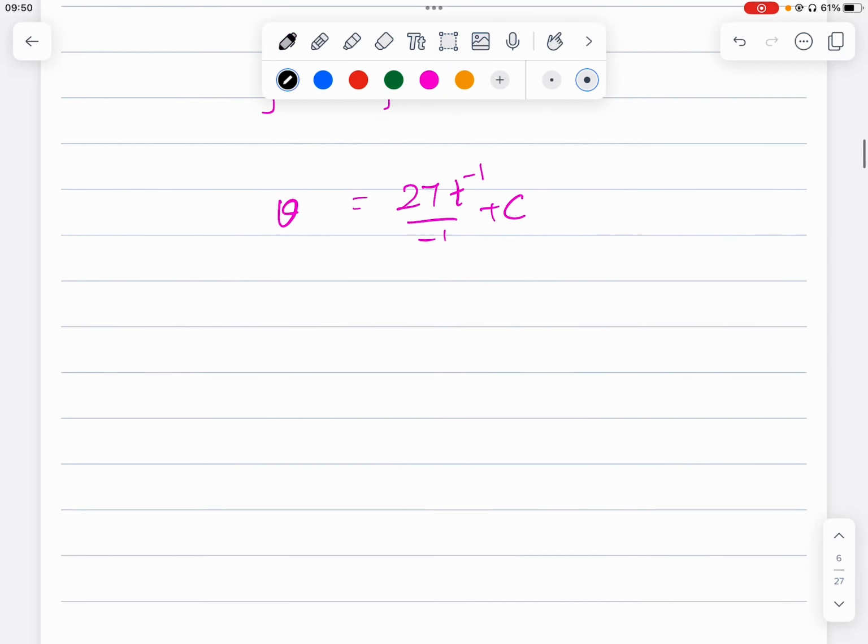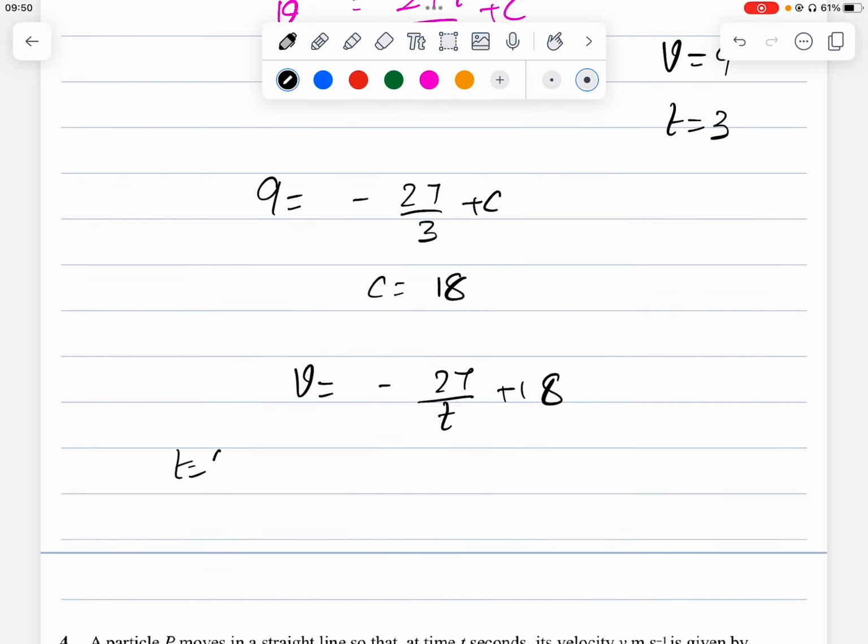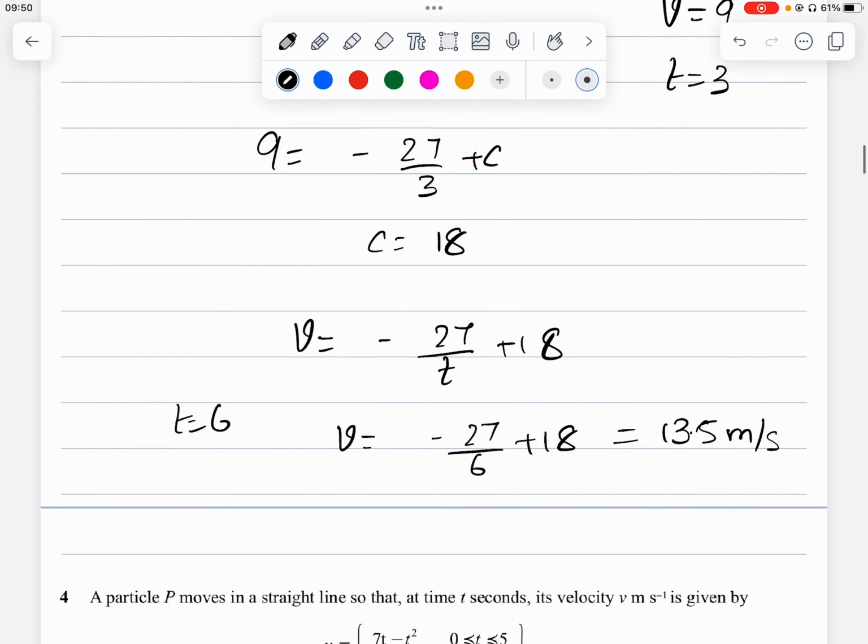Now just now in part 1 we have learned that v = 9 when t = 3. So 9 = -27/3 + c. This gives me the value of c as 18. So the velocity equation will be -27/t + 18. But now I want it at 6 seconds. So -27/6 + 18. Simplify that, you should be able to get 13.5 meters per second.